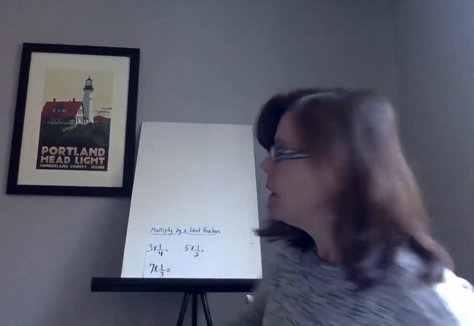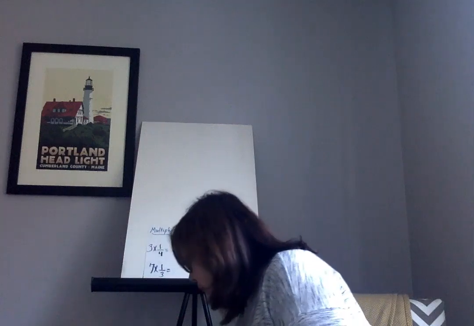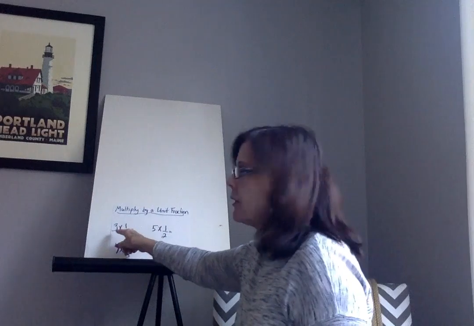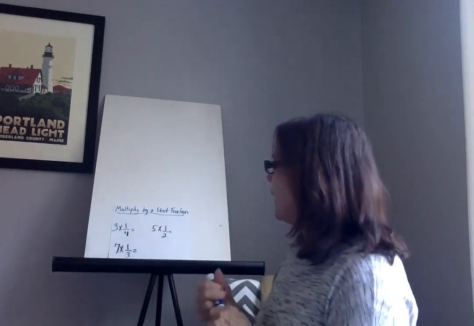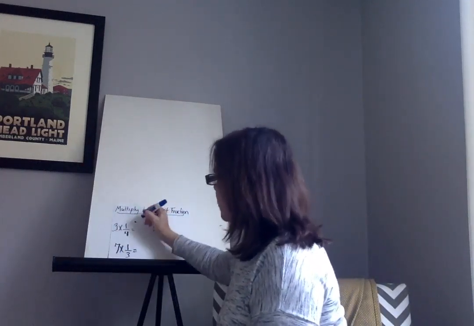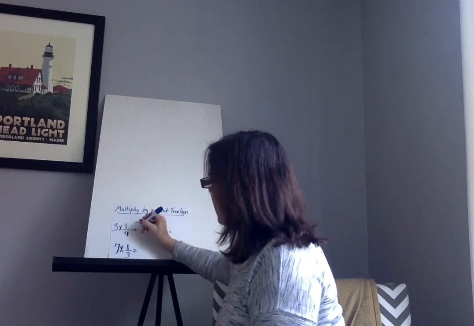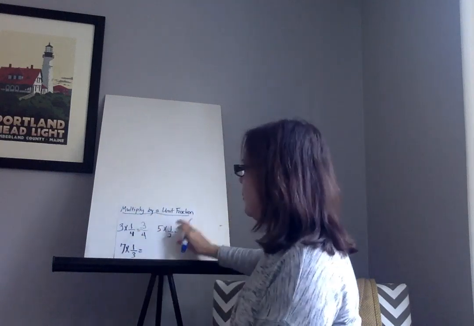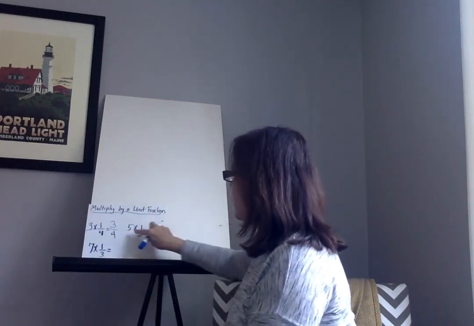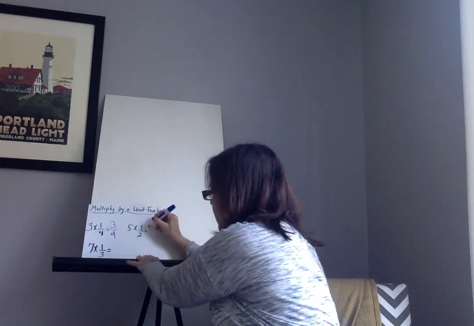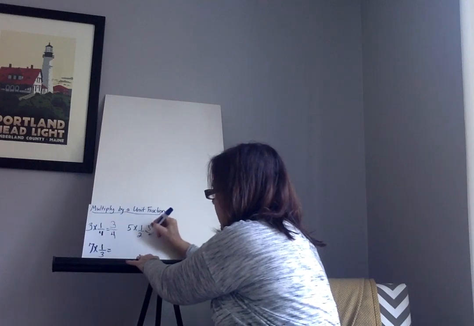Okay, so back to multiplying by a unit fraction. Maybe we can see. So here we have our whole number 3, and we're going to multiply it by 1/4. So all you have to do is multiply by the numerator, and again, the denominator stays the same. So 3 times 1, of course, is 3, and the denominator stays the same. Okay, so that's easy, 3/4. Okay, the next one, 5 times 1/2. Okay, so again, 5 times 1 is 5. The denominator stays the same.